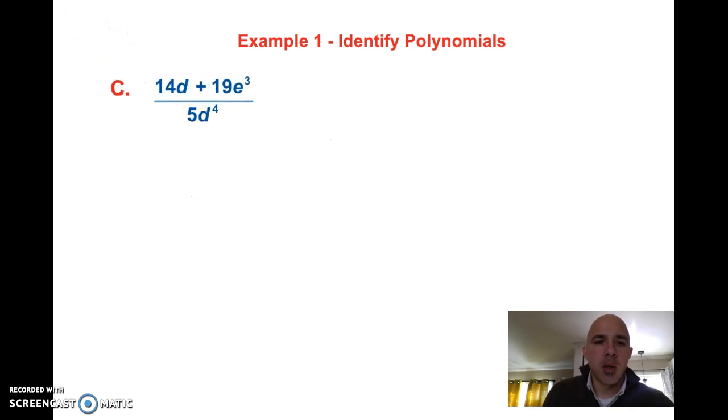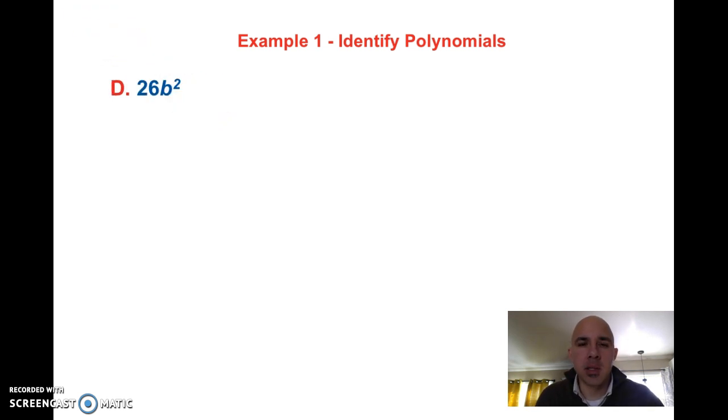Example number 3, 14d plus 19e cubed divided by 5d to the fourth. In this case, because it has that dividing sign, it's not necessarily split up in terms. We're going to say for this expression that it is not a polynomial. Therefore, we don't have the leading degree, and we don't know how many terms.